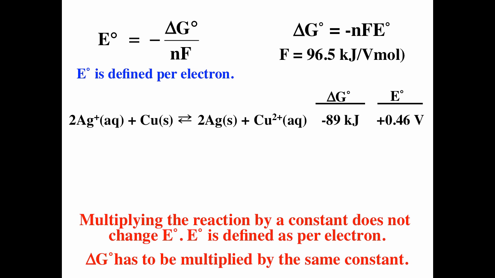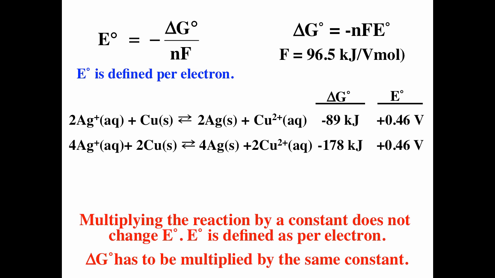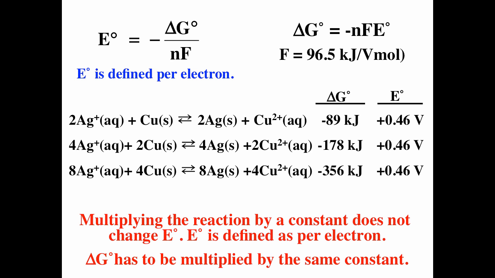Now, I mentioned if you multiply the reaction by a constant, it does not change the electric potential, because the electric potential is minus delta G naught over NF, so basically the electric potential is per electron. But from thermo, you should remember that if you multiply the reaction by a number, you also have to multiply the delta G naught by that same number. If we multiply the initial reaction times 4, then we have to multiply the delta G naught by 4. But the potential does not change because the potential is per electron.